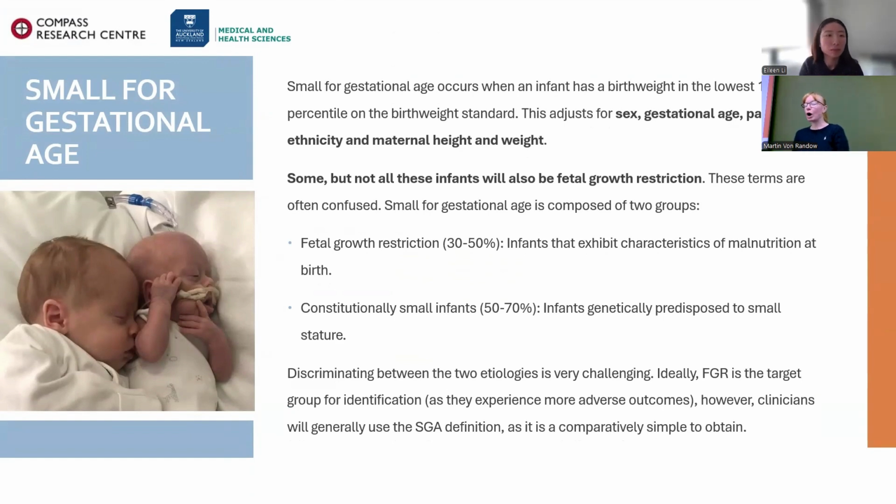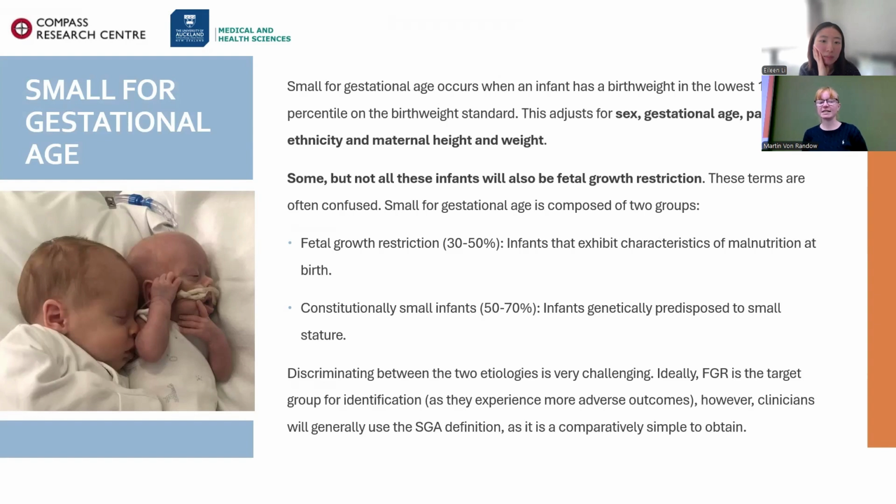Now, some, but not all of these infants are going to be what we call fetal growth restricted. These terms are very often confused, but essentially small for gestational age is composed of two groups. The fetal growth restricted group, which is essentially the infant on the right, and that infant exhibits characteristics of malnutrition. And then constitutionally small infants, which are the majority of small for gestational age, and they're genetically predisposed to small stature. Now, discriminating between the two groups is very challenging.